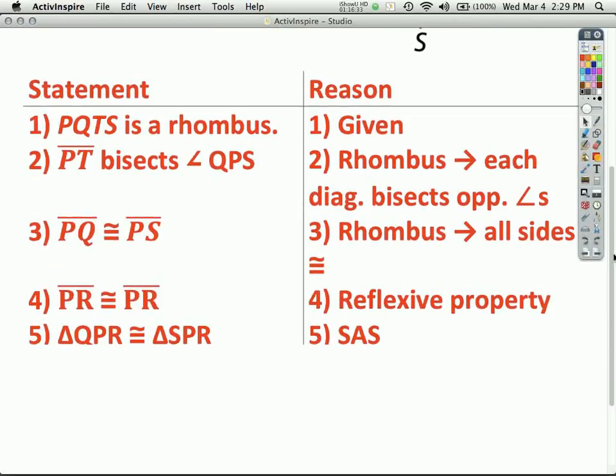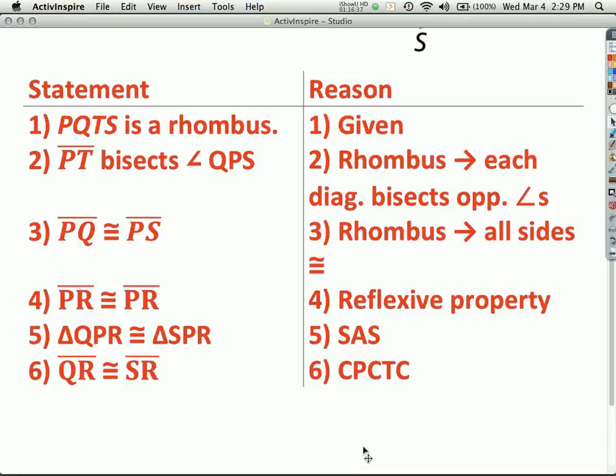And some of you have been kind of wondering, how do I write these theorems out when Mr. Gallett's saying don't use the names? Well, you use shorthand. If a quadrilateral is a rhombus, then each diagonal bisects the opposite angles. If a quadrilateral is a rhombus, then all sides are congruent. So that's a short way of writing.